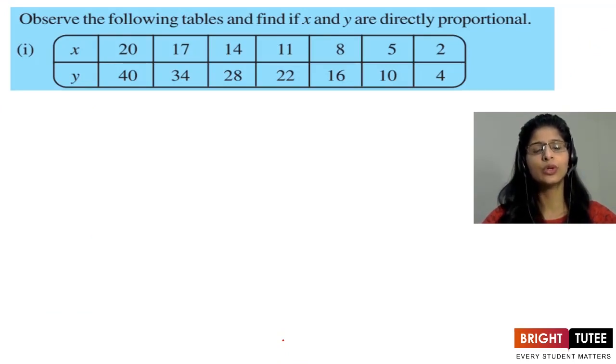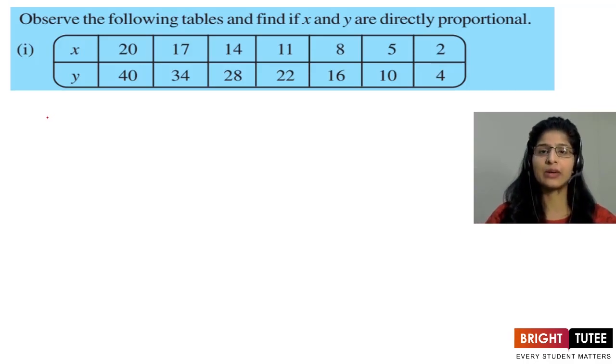Now here if you see, there is a question. It is asking you, you have to observe the tables. So here is one table, the rest we will be taking up. Find if x and y are directly proportional. So see, let us try and calculate the constant of proportionality. That means the ratio of x upon y should always remain the same. So the first one, 20 ones are 20, 2 twenties are 40. Yes, we are getting 1 upon 2. 17 ones are 17, 2 seventeens are 34. This is also 1 upon 2.